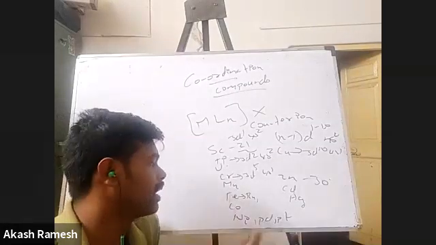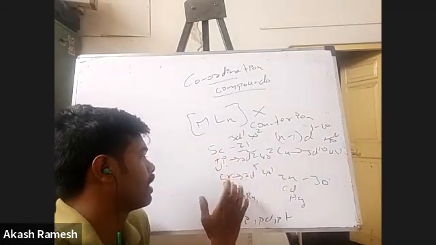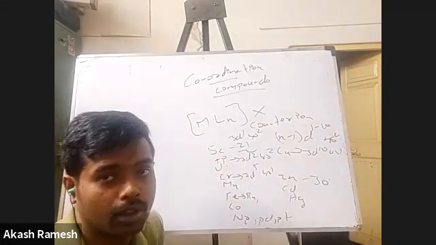If I take nickel, it is going to have 1 2 3 4 5 6 7 8, so it's going to have 3d8 4s2, right?